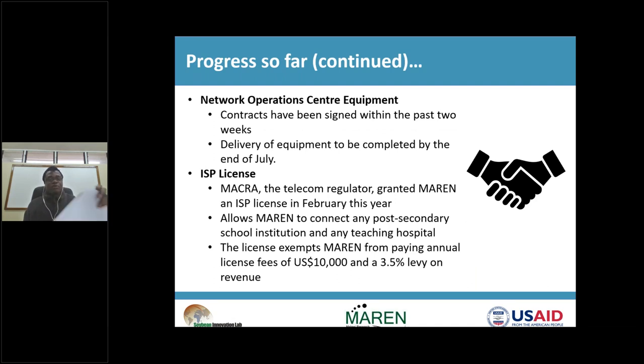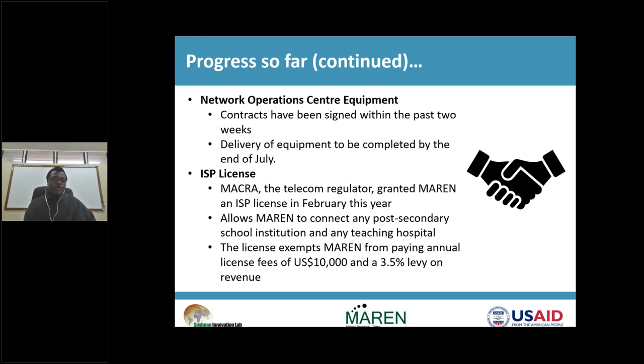The other building block is the setting up of what is called a network operation center. So far we have had contracts signed for the various suppliers to supply us with equipment, and delivery of equipment is underway. We are hoping that by the end of July we're going to have all the equipment delivered. Of course, there was a delay because of COVID-19, so some suppliers were getting things from China. But as China was on lockdown at some point, the delivery was delayed. Now there are indications they will deliver this by the end of July.